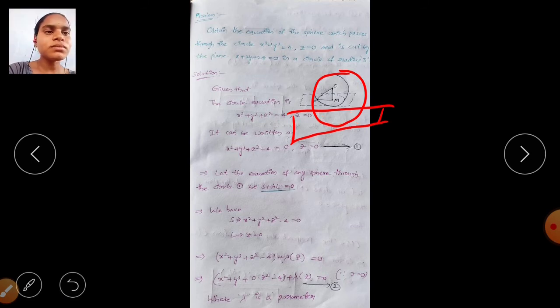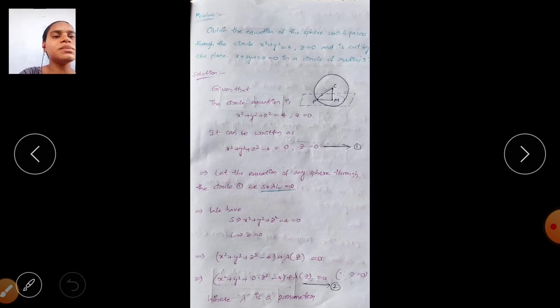From the figure we can observe that C is the center of the sphere, P is a point on the sphere, and M is the foot of the perpendicular from the center of the sphere to the plane. So how can we find the sphere equation? Given that the circle equation is x square plus y square equals 4 and z equals 0, it can be written as x square plus y square minus 4 equals 0 and z equals 0.